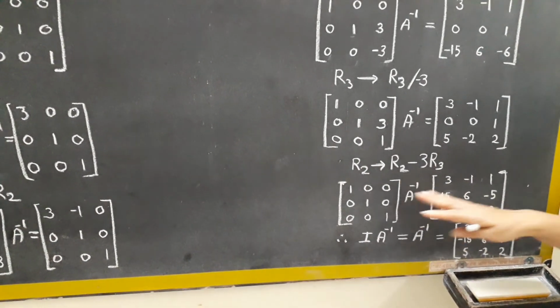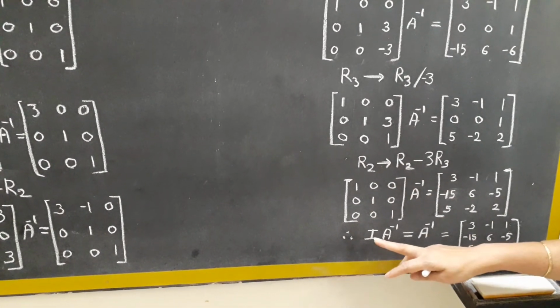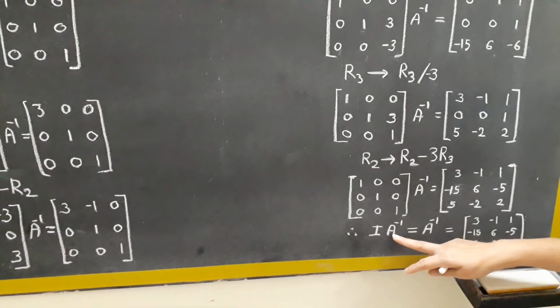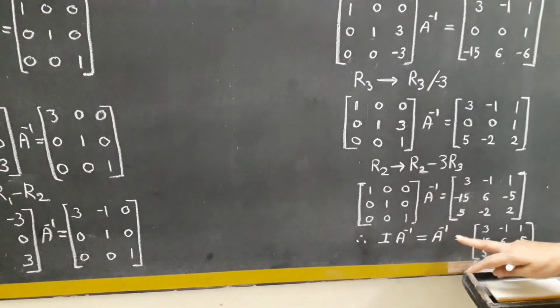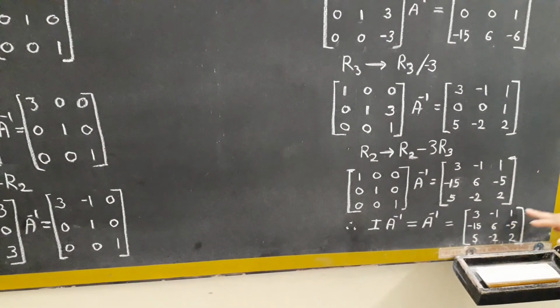and hence we get the identity matrix ultimately, and identity matrix multiplied by any matrix is the same, and so ultimately we are getting the inverse as this.